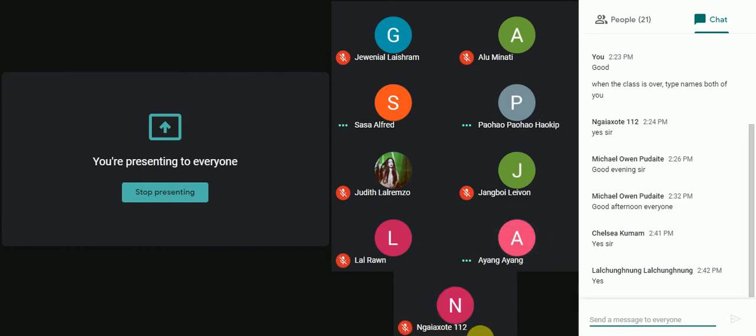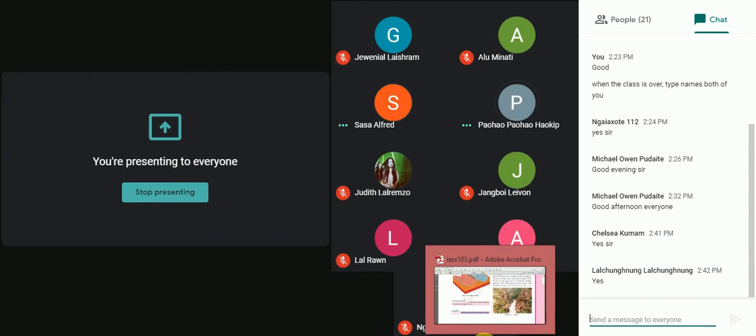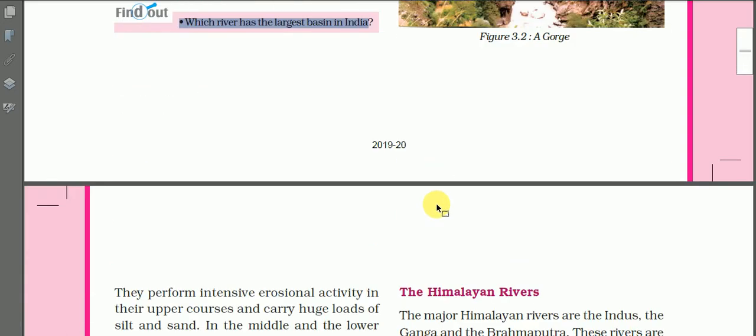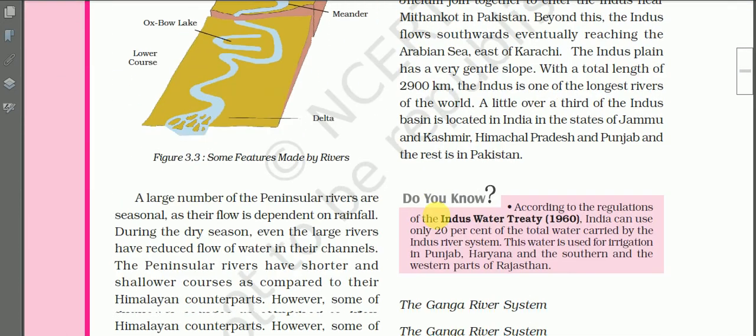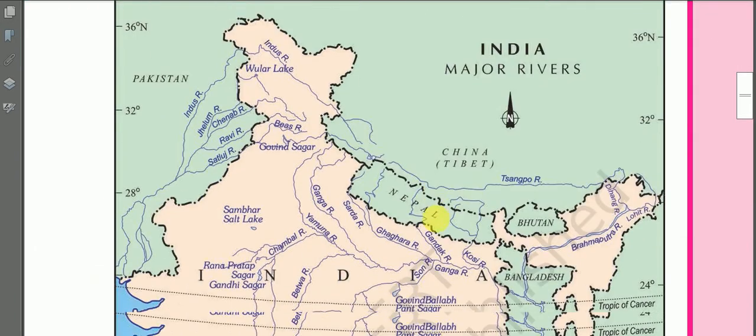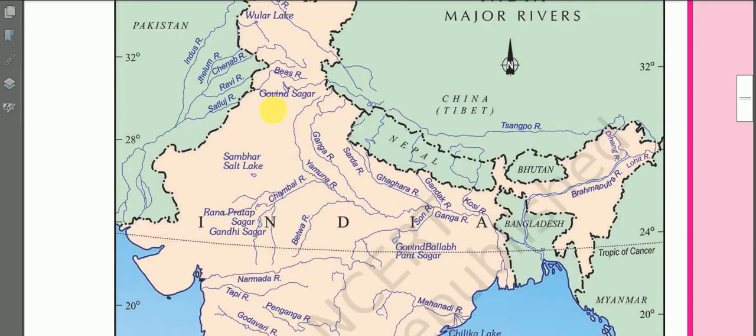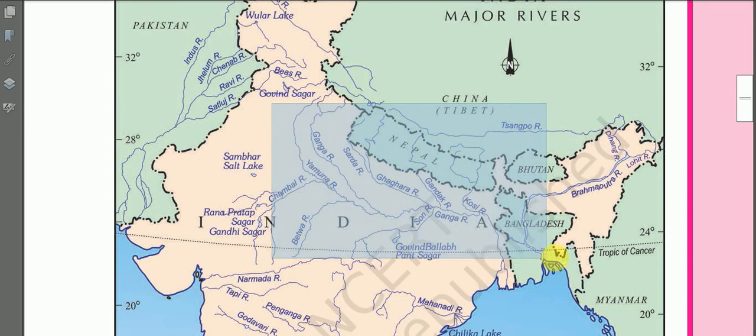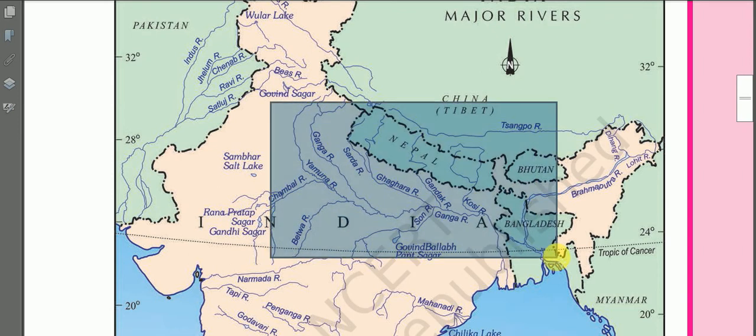Ganga. Right, you are right, very good. Ganga River. If you see any drainage map, here we have also a map here. See, river Ganga covers a very big area, and hence Ganga has the largest drainage basin in India.